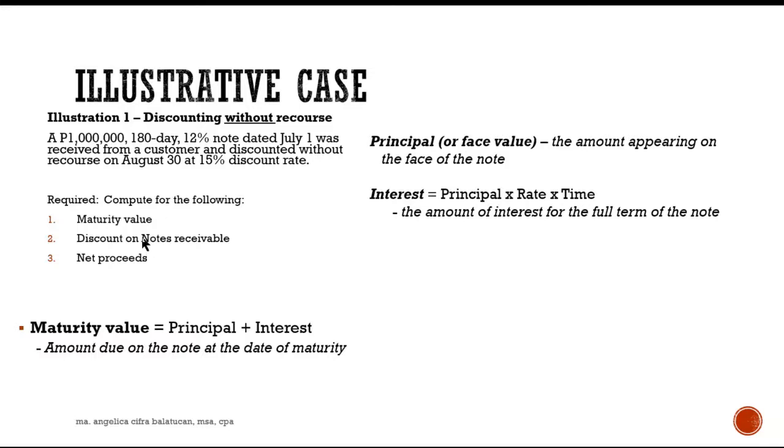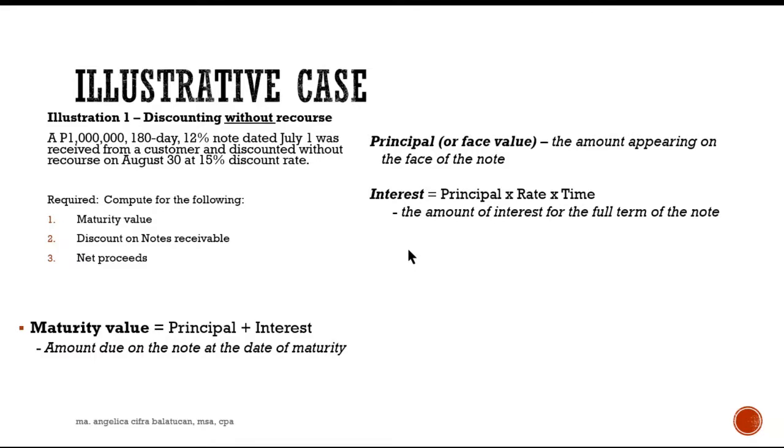Okay? So this is the composition of our maturity value. And maturity value is the amount due on the note at the date of maturity. So if the payee is waiting for the maker to pay, all in all what he will receive is equivalent to the maturity value after 180 days. So after 180 days of waiting, he will receive the principal of 1 million plus the interest good for 180 days.